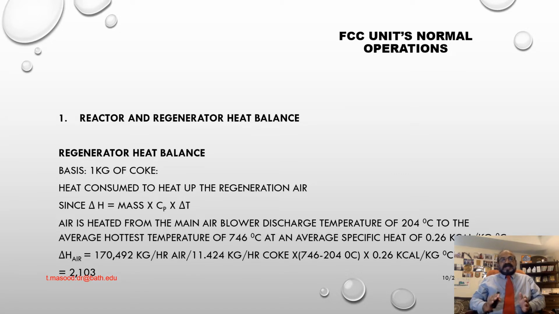Delta H air is equal to 170,492 kg per hour air, which we have discussed earlier, divided by 11,424 kg per hour coke, times 746 minus 204 degrees Celsius, times 0.26, that is the average specific heat in kilocalorie per kg degree Celsius, equal to 2103 kilocalorie per kg coke being produced.